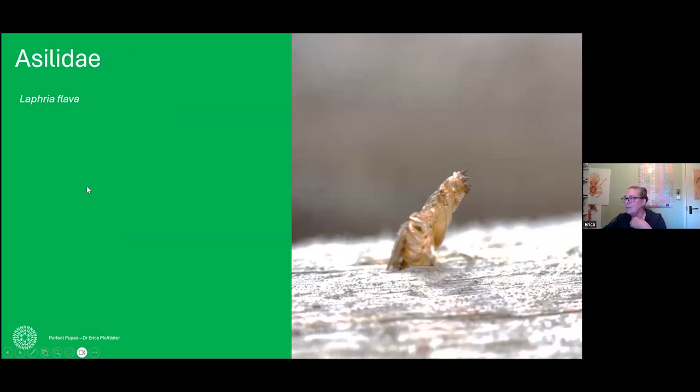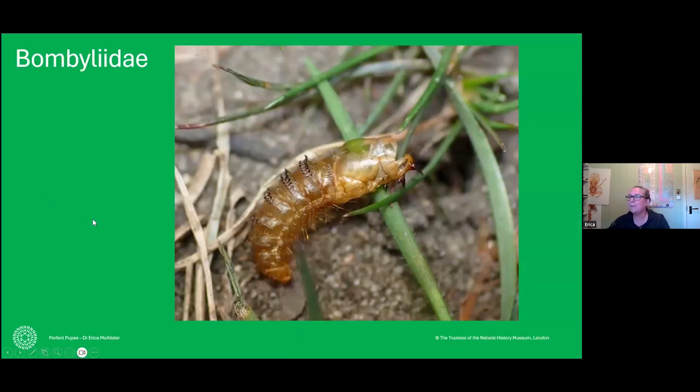Here's an exuviae of a pupa of Laphria, which I came across in Scotland. This is in the robber flies. Now, when they pupate, many of the species will go down into the soil between 1 and 10 centimeters, or they will go into rotten wood, as this one does here. And you can often find these exuviae, and again, they have got really good identification features on them, so they should always be kept. We have a lot in the collection. Now, this pupal stage for the asilids is about 2 to 6 weeks.